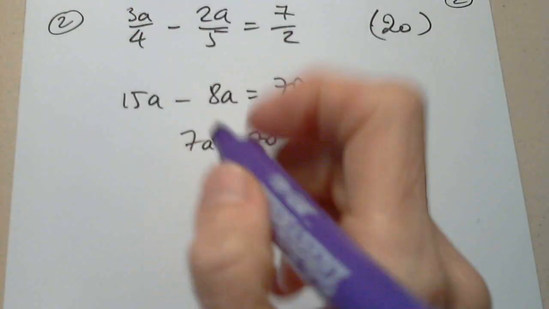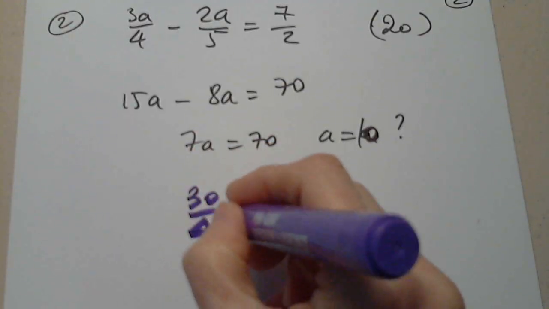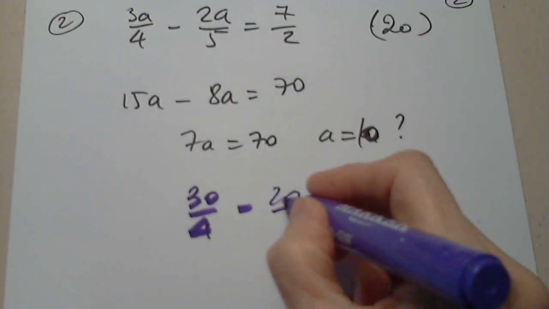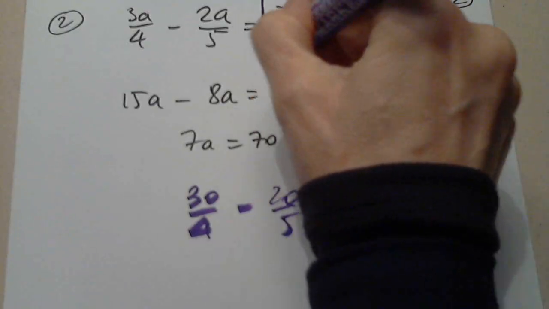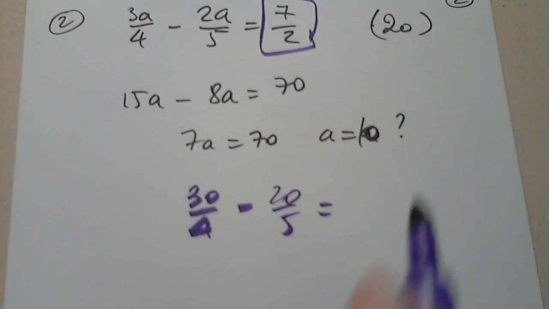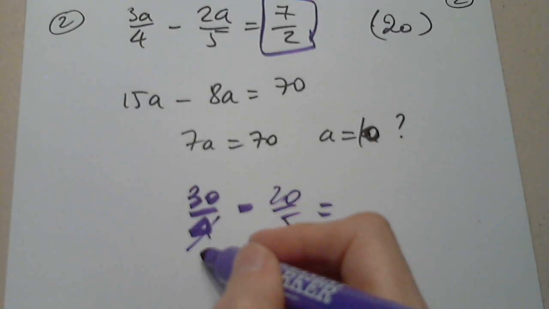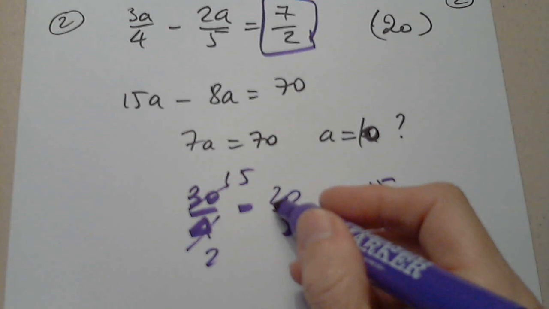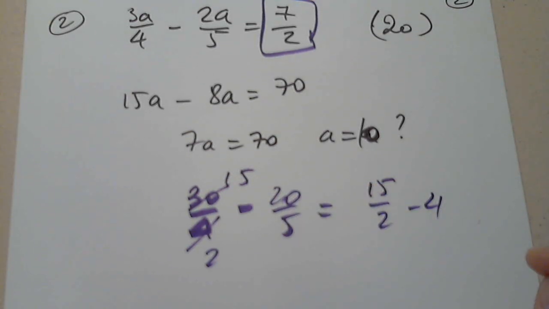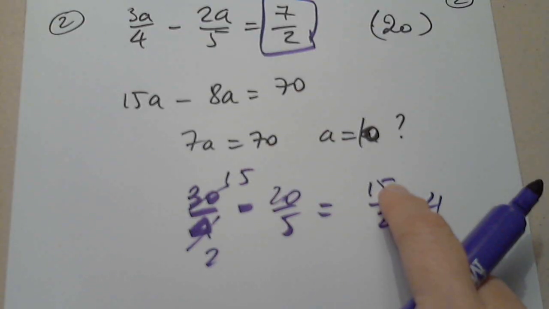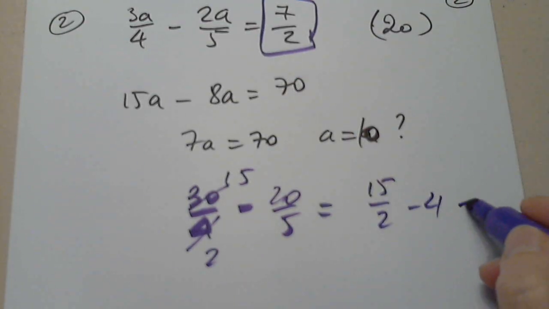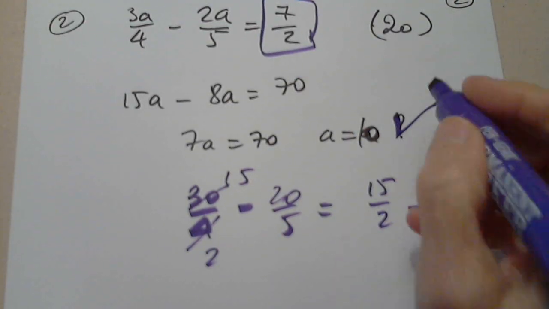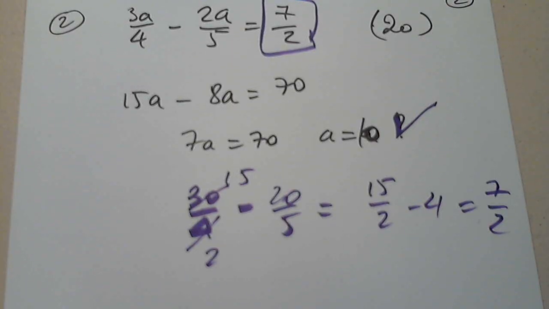So I have 30/4. I have 20/5. And if this does not equal 5/2, I will not enter it. So when I simplify, I get 2 and 15. So I have 15/2 minus 4. 4 times 2 is 8. 15 minus 8 is 7/2. Only now I'm confident, and only now I will enter 10.